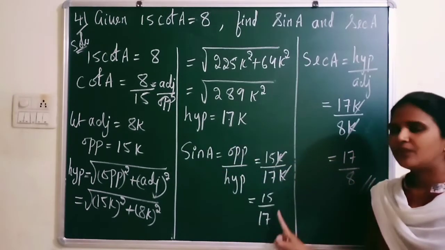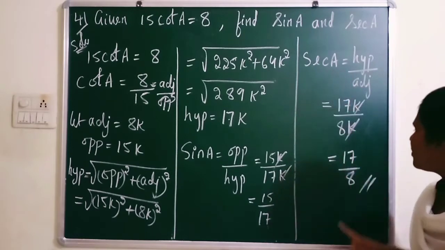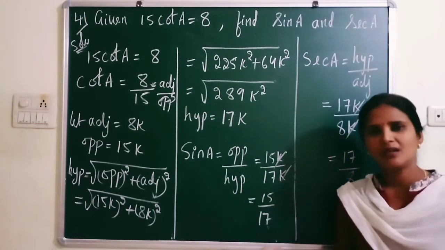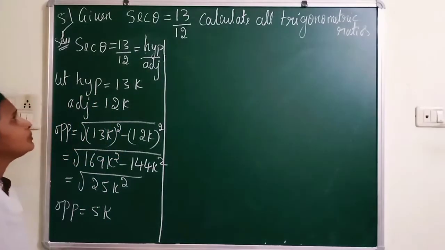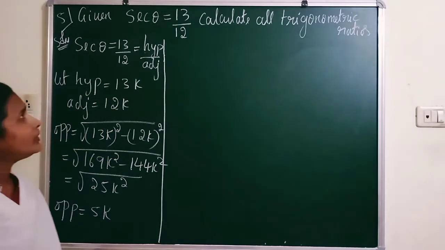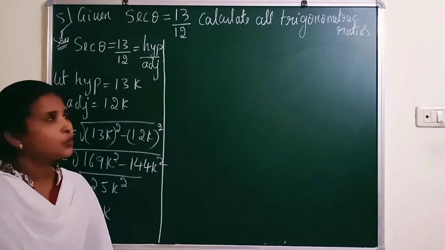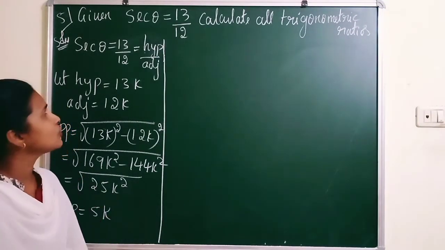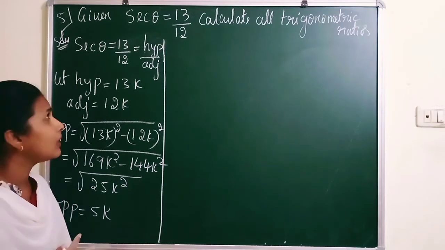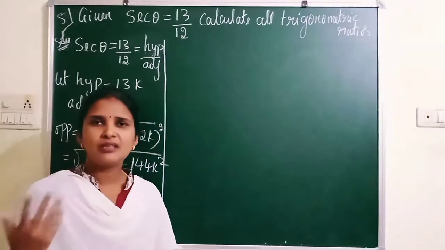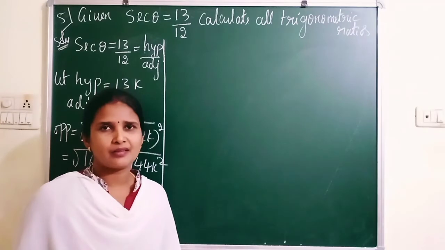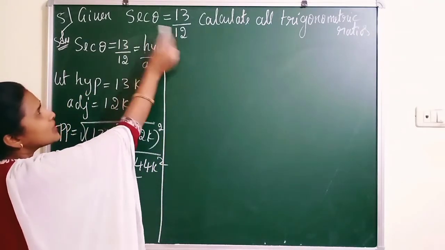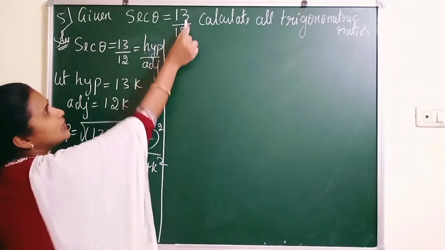Sin A equals 15 by 17 and sec A equals 17 by 8. In this way we can find all the trigonometric ratios. The next question is question number 5. Given secant theta equals 13 by 12. Calculate all trigonometric ratios. So what is theta here? What is the meaning of theta? Alpha, beta, gamma, theta, all these are Greek letters. So here secant theta, don't worry about the symbol. Just pronounce secant theta equals 13 by 12.